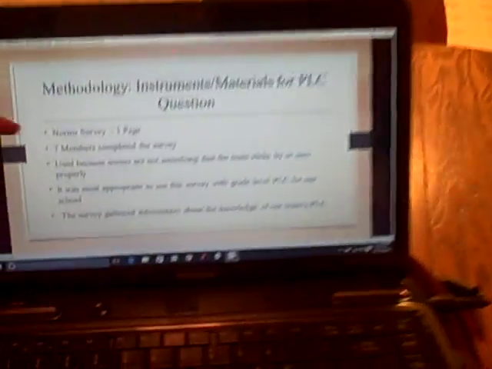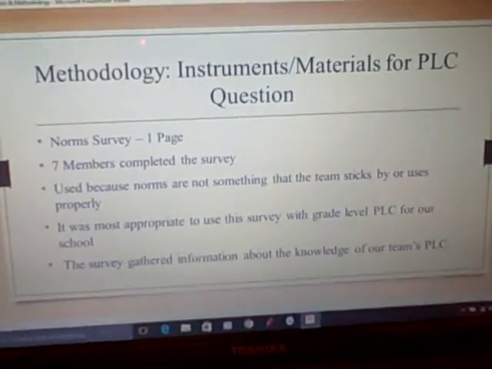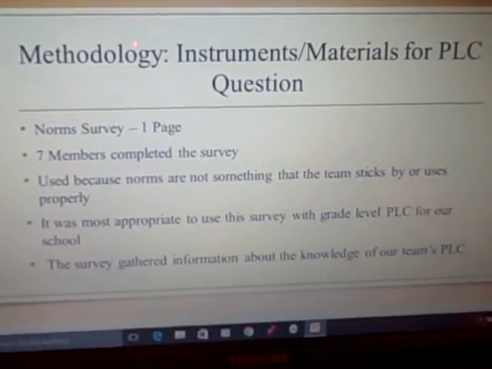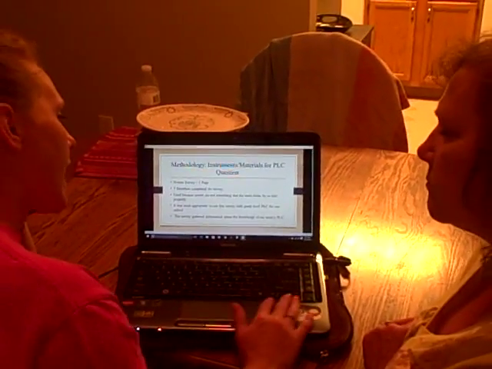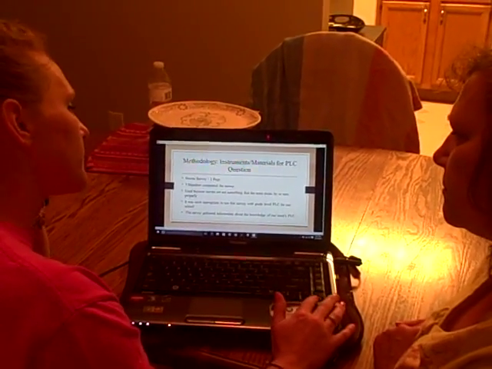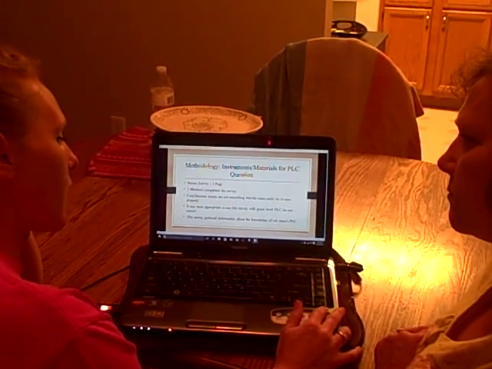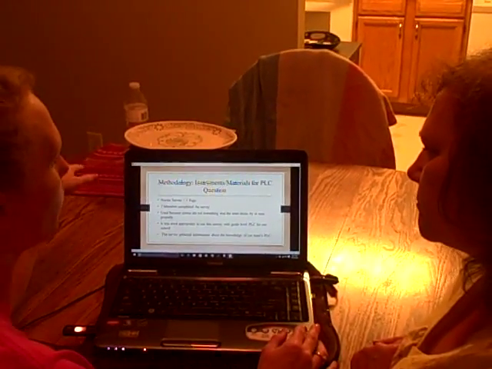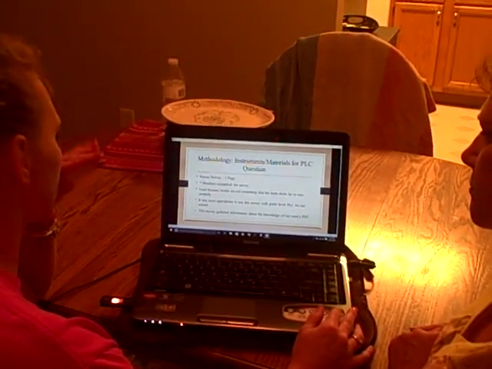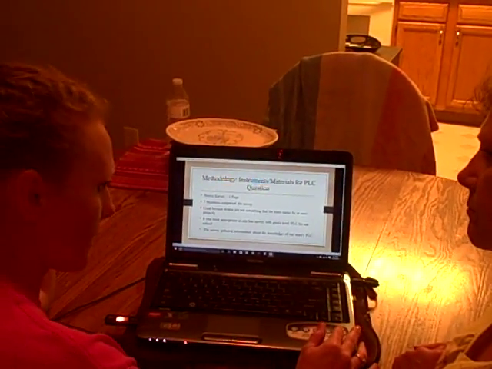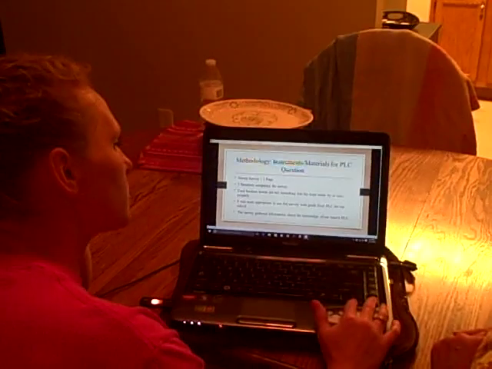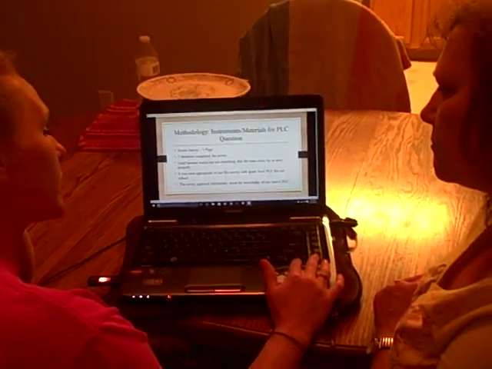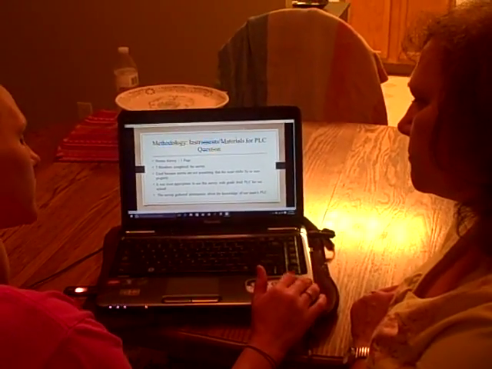The instruments and the materials. I used the norms survey, which is just a 1-page survey. 7 members completed the survey, which were just the regular 6th grade math teachers. It was used because the norms are not something that the team sticks by or uses properly. It's something that we make up at the beginning of the school year, we collaborate on it, and then we don't really touch on it that much throughout the school year. It was most appropriate to use this survey with the grade level PLC for our school.